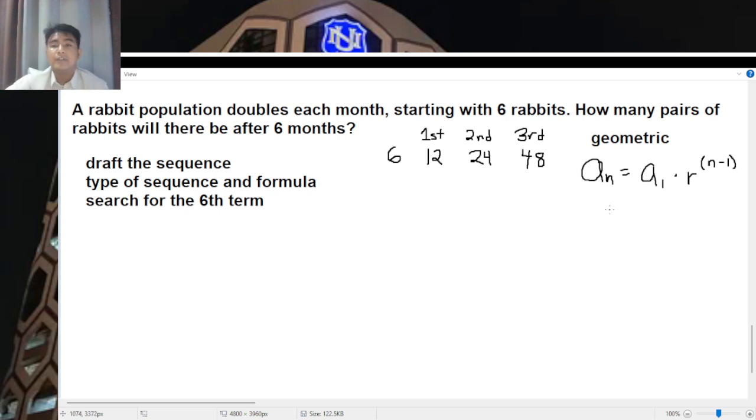Now let's search for the 6th term. Applying the formula here, a sub n is equal to the first term. It shouldn't be 6, because the first month is this. In the first month they doubled already, so the first term here should be 12, because it's the first month that they doubled.